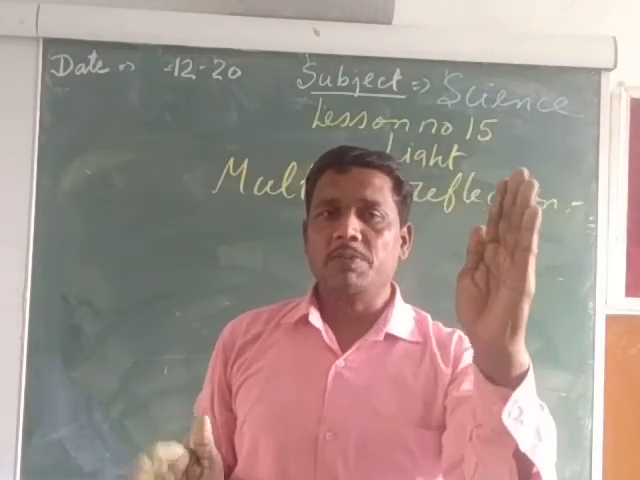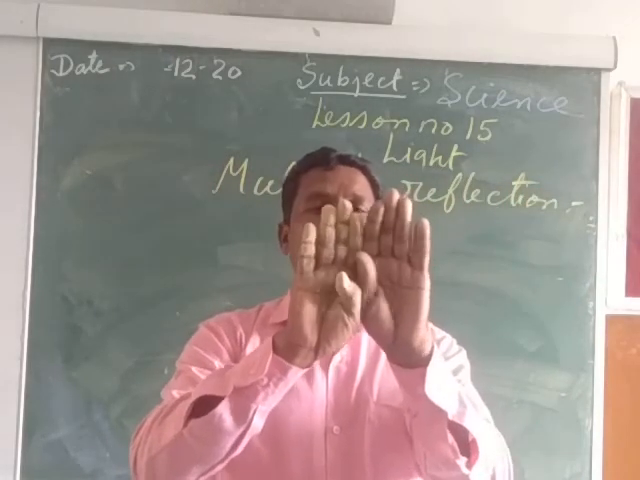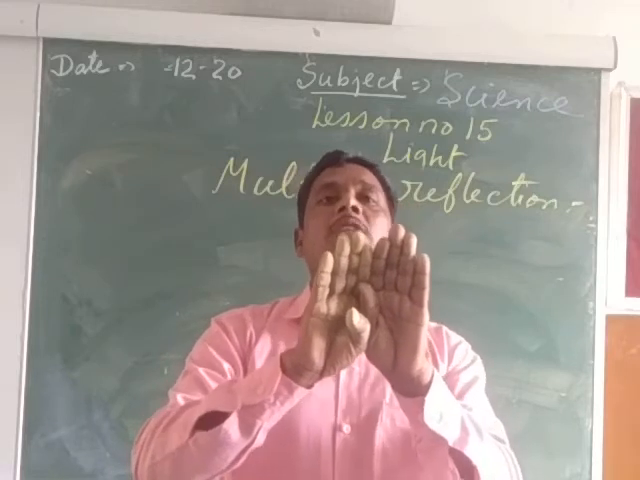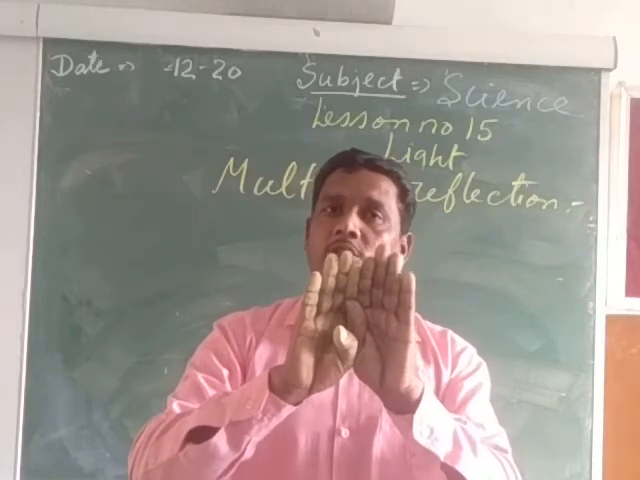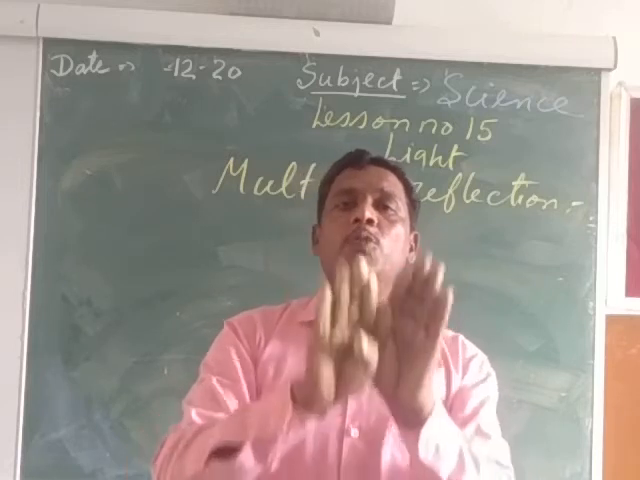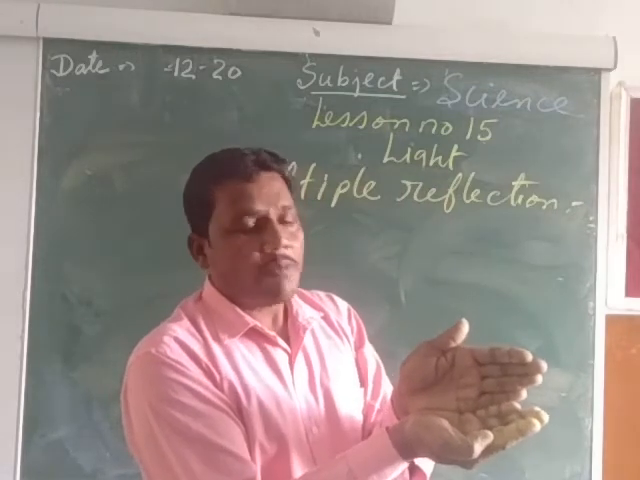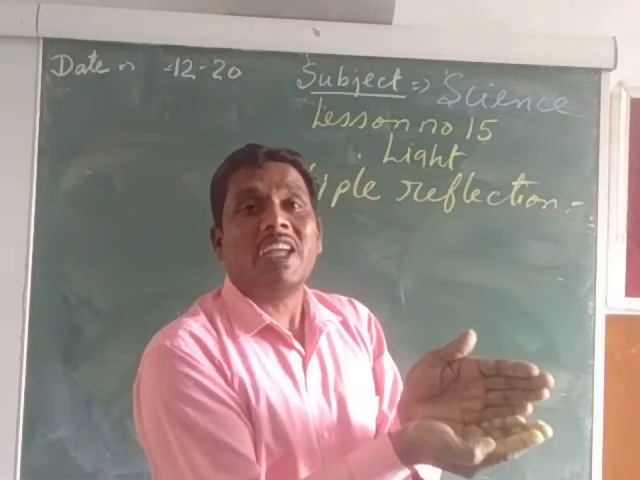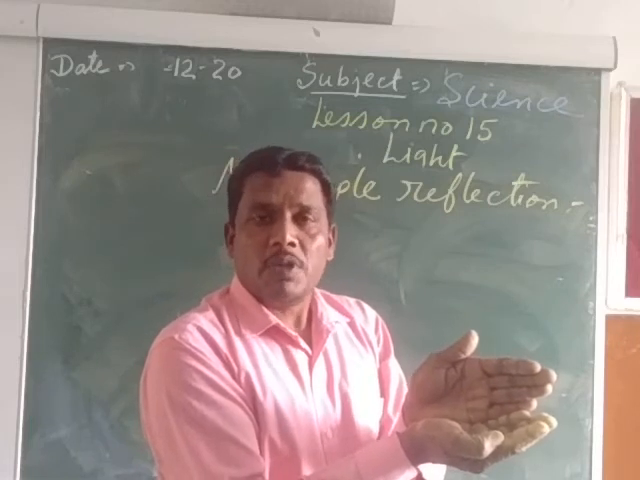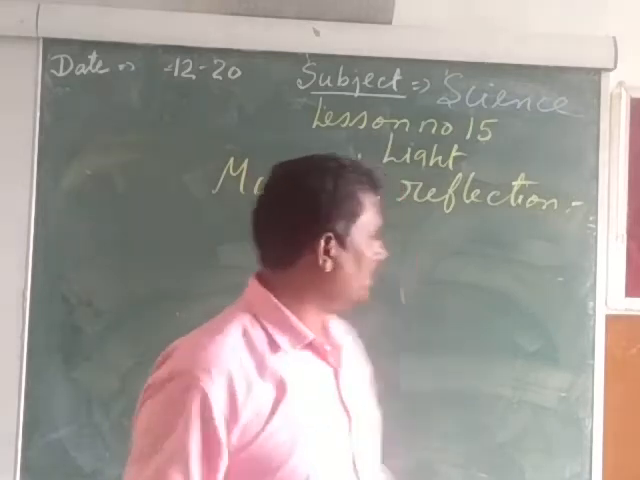Suppose this is one plane mirror, this is another plane mirror. Suppose both these plane mirrors are being kept closer to one another. They will form more than one image of the object. For example, when the two plane mirrors are being kept at an angle of 90 degrees and the object is being kept in between them, then we will get three images of the object.